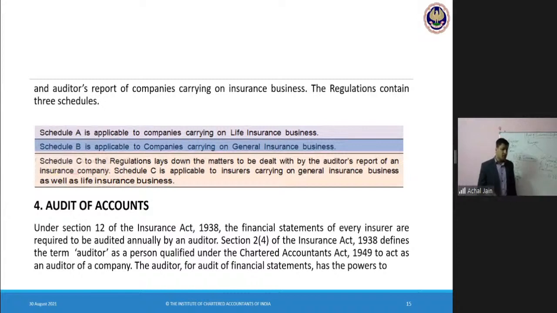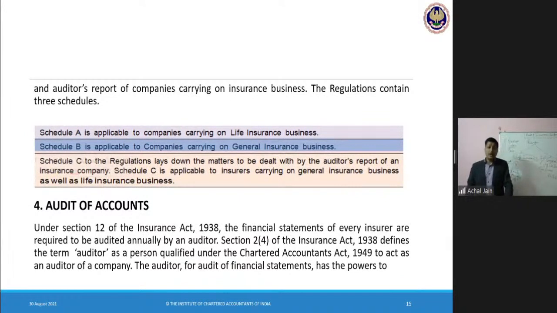So these schedules, you need to remember, are very, very important, particularly because some of the regulations in relation to one business you cannot consider to apply in relation to another type of insurance business. Okay.